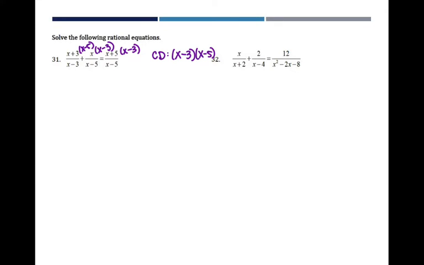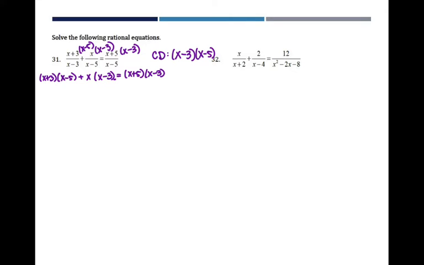And from here, I can go ahead and just focus on my numerators, since my denominators will all be the same. So I'm going to focus on my numerator. So I'm going to go ahead and rewrite this as x plus 3 with x minus 5 plus x times x minus 3 equals x plus 5 times x minus 3.